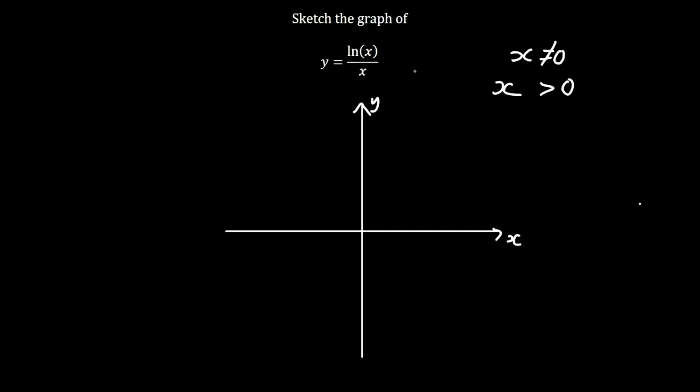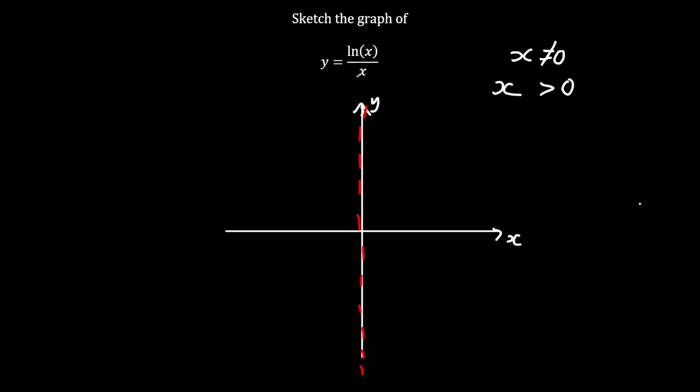Now, let's think about asymptotes. We know there's going to be an asymptote on the y-axis simply because of the denominator and also because of the natural log of x. So let's just do that now. But now let's think how the function is going to be approaching the asymptote as x goes towards 0.